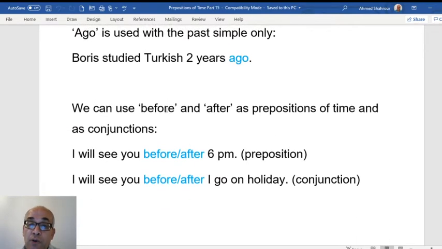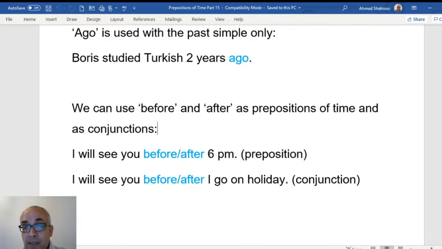We can use before and after as prepositions of time and as conjunctions. How do you know? If you use a noun after before, it means before is a preposition. But if you use a sentence before, and a sentence after before, it means it is a conjunction. Shall we look at the examples? I will see you before 6 p.m. Or I can say I will see you after 6 p.m.